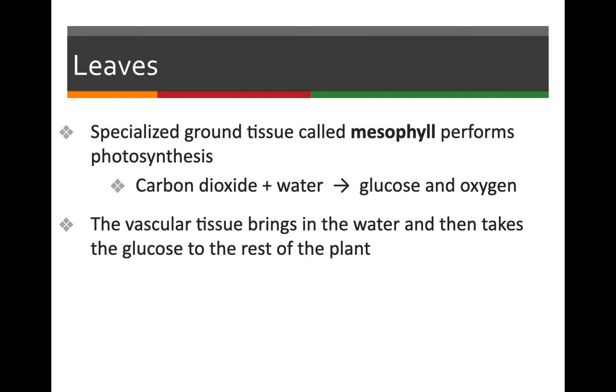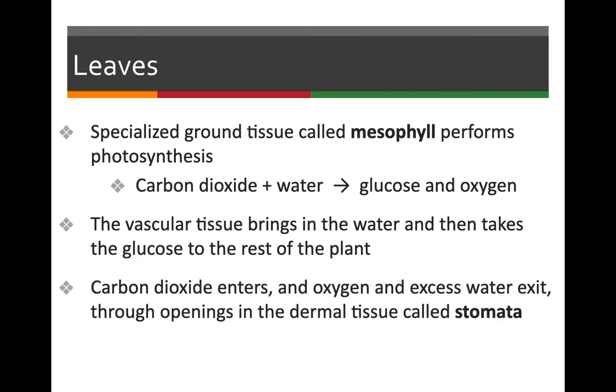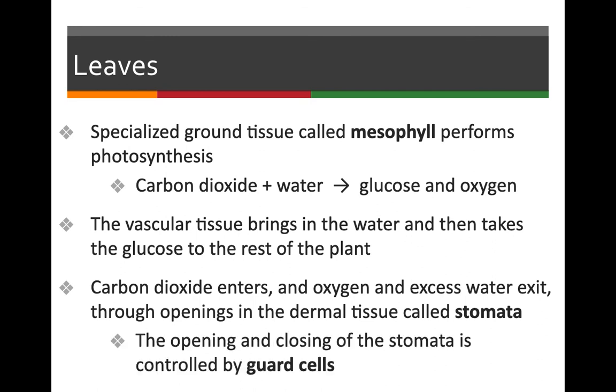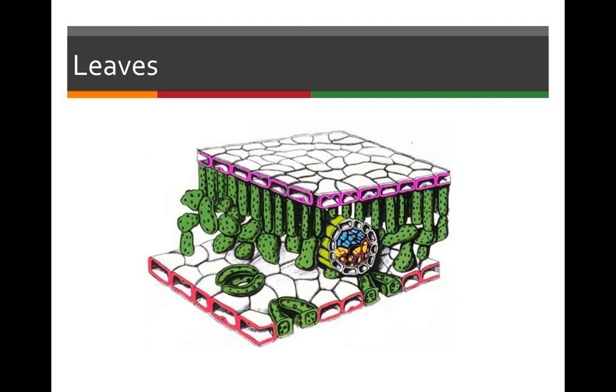So the vascular tissue is bringing in the water and bringing it up. That's where the water comes from. Glucose is then going into the vascular tissue, being brought to the rest of the plant. In terms of the carbon dioxide and oxygen, the carbon dioxide's coming in and the oxygen is going out through openings in the dermal tissue called stomata. And those stomata are controlled by guard cells, which open and close the stomata. And we will also look at that in more detail in another lesson.